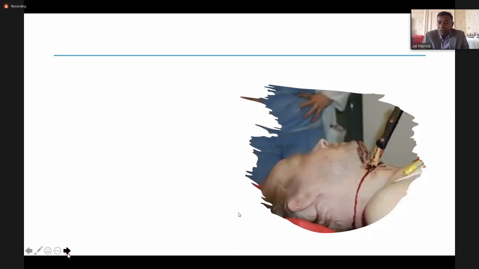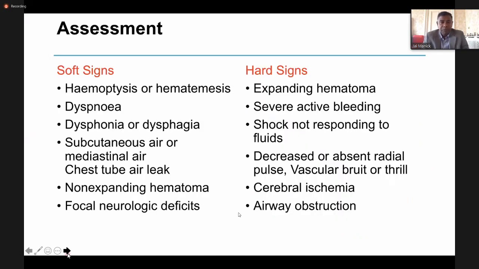So in this situation, do you apply C-spine? And the answer is actually no. If you think it is a penetrating neck injury, especially if the neurological status is fine, C-spine immobilization is not recommended at this point.